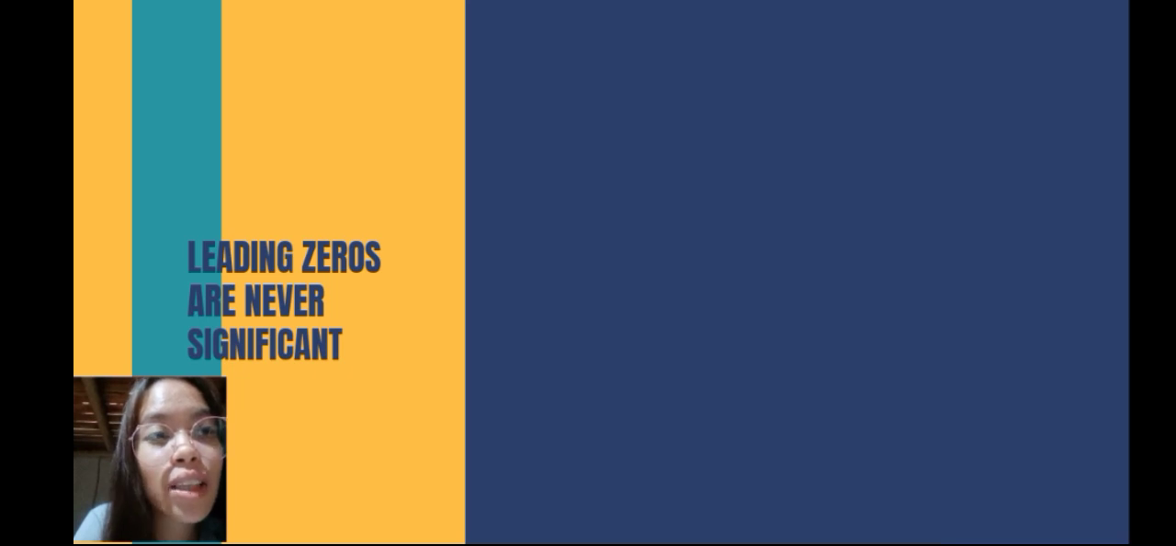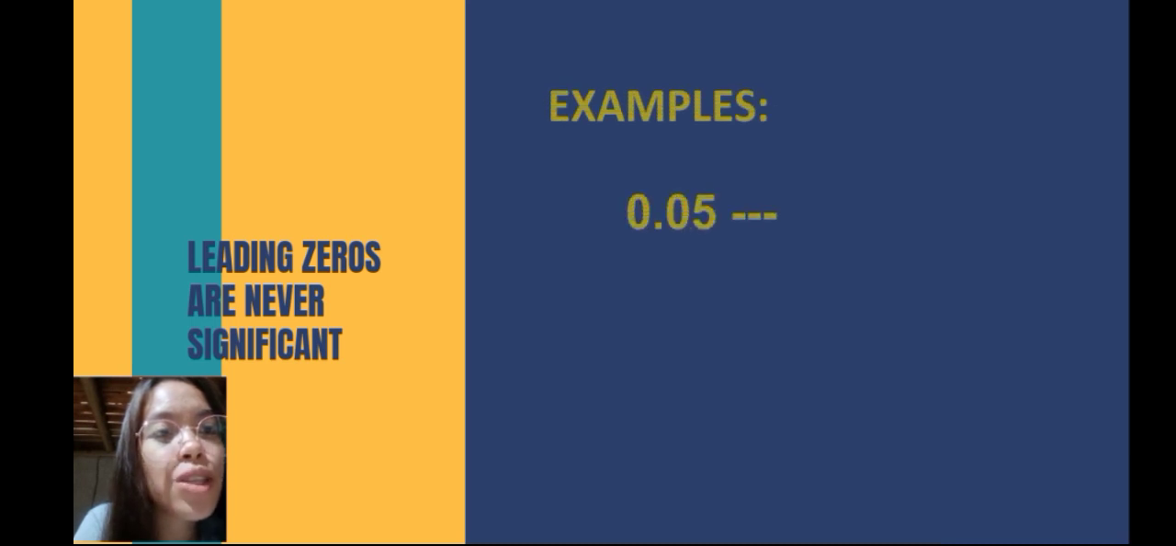Okay, so let's move on to the next rule, which is leading zeros are never significant. When we say leading, it means it goes before the significant digits. It comes before the significant digits. From the word leading, it leads. So we have here some examples. First, leading zeros like this, where the zeros come before the significant number, which is 5. Therefore, we have only 1 significant figure.